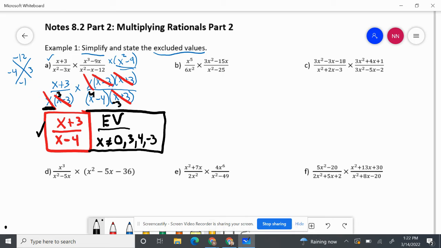If we use any of those values, the denominator is 0. And remember that we cannot divide something by 0. So that's why we want to make sure we do not have those numbers.